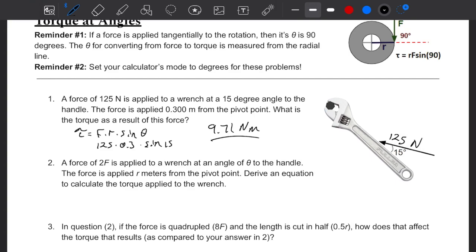A force of 2F is applied to a wrench at an angle of theta to the handle. The force is applied R meters from the pivot point. Derive an equation to calculate the torque applied to the wrench. Well, we're going to start with our normal formula, force times radius times sine of theta. All we have to do to this, it looks like, is just multiply the force times 2 because we have 2F. So torque is 2F times radius R times sine of theta. Pretty simple.